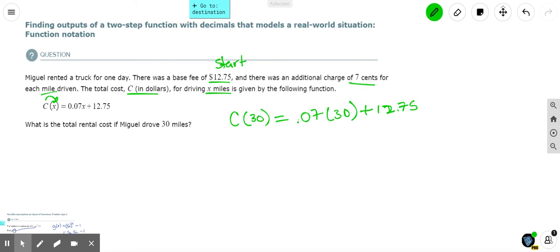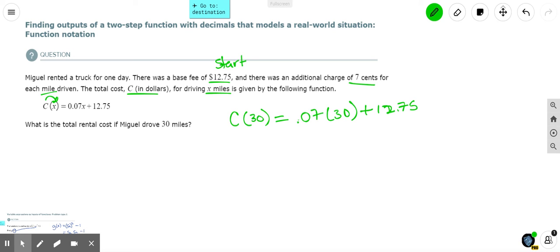Okay, so we go backspace. 0.07 times 30. Plus is on the top of the equal sign, 12.75. Now your calculator knows order of operations, so it knows which one to do first, and the answer is already over there. You don't even have to hit equals, it's 14.85. And that's your answer. Let's go back here.